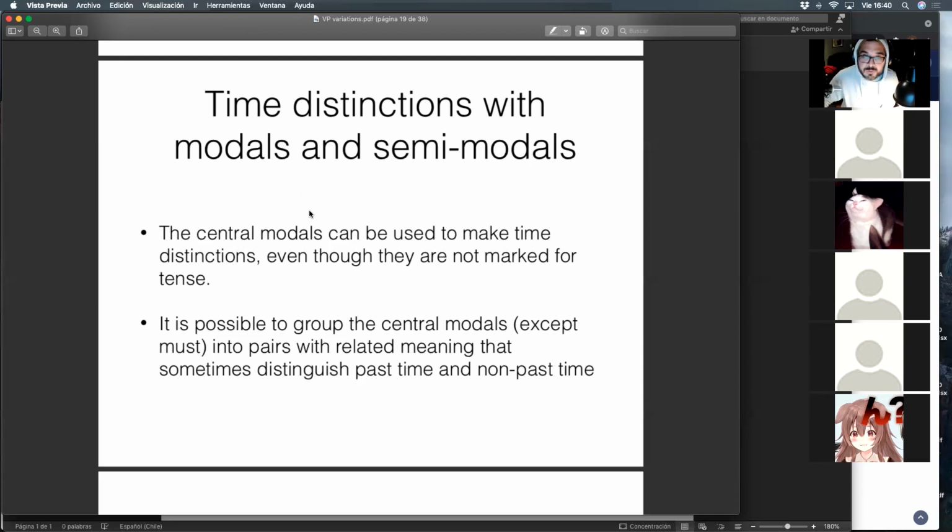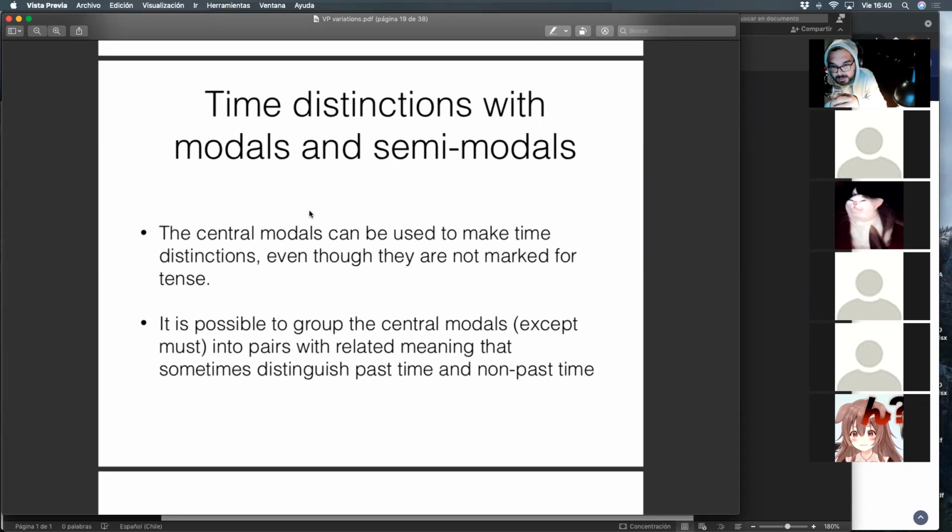Time distinctions with modals and semi-modals. The central modals can be used to make time distinctions even though they are not marked for tense. You can use them to show some kind of time reference, and that's why once you find a verb phrase with a modal verb inside of it, that verb phrase is considered to be tensed, therefore finite, right? That's the reason. Because why? Well, mostly because modal verbs have some kind of reference to time.